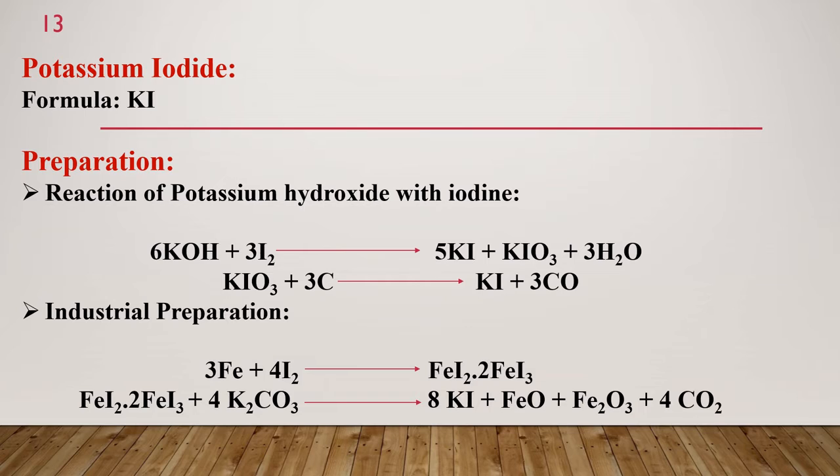Industrial preparation of potassium iodide. Industrially, potassium iodide may be obtained by the action of iodine on iron metal to form ferroferric iodide in the first step of the reaction. Further, ferroferric iodide gets decomposed with potassium carbonate to form potassium iodide, ferric oxide, and carbon dioxide.